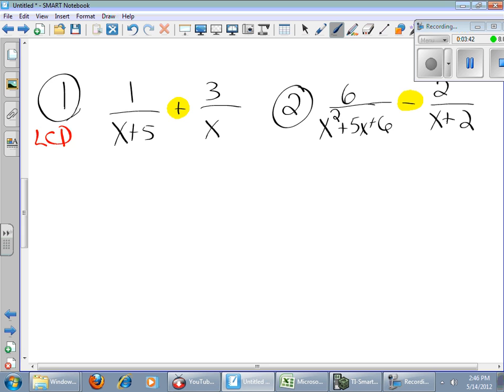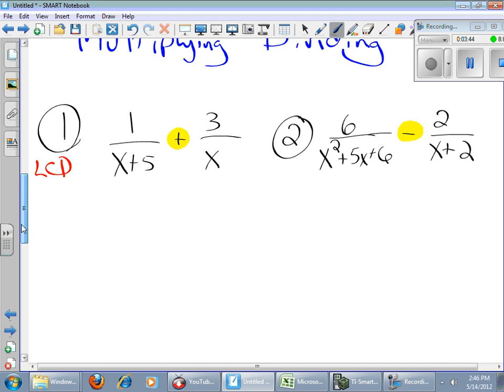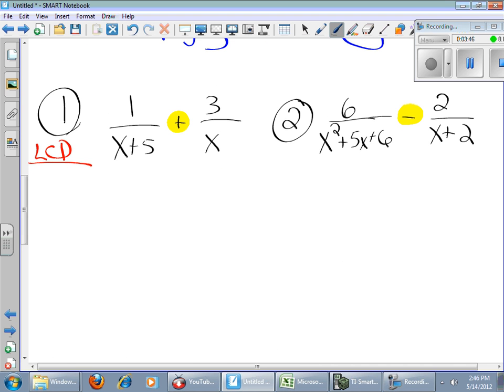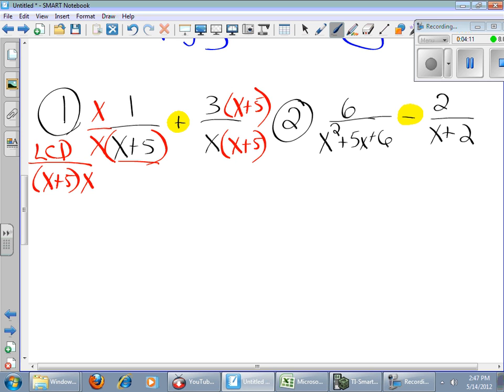Now, I didn't see a lot of people doing this. All right, I need my LCD. Well, I know for a fact I need an x plus 5. That's that guy. I still need an x. A lot of you made that mistake. All right, I'm going to multiply each fraction by what it's missing from the LCD, but I'm going to do it both in the numerator and the denominator. On this side, I'm going to multiply by x plus 5. Not by plus 5, I'm multiplying. I can't just add 5 to that denominator. I have to use multiplication.